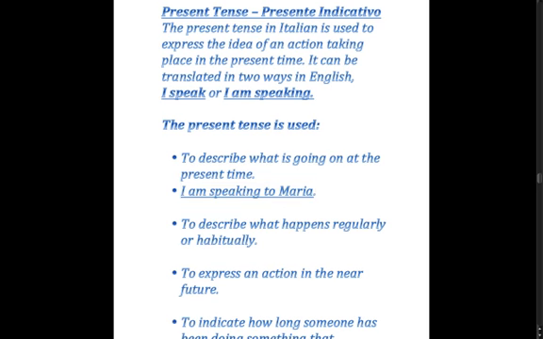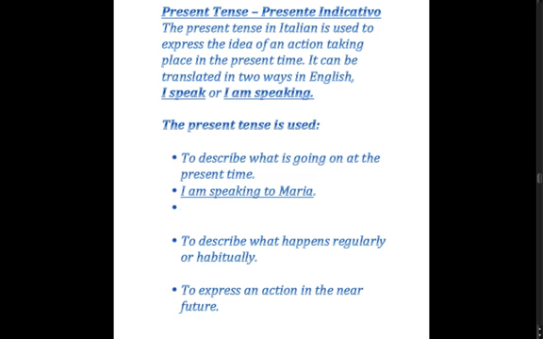So in Italian, to translate this sentence, io parlare is a verb for speaking, and because I am speaking, we need to use the O ending in the present tense. So io parlo con Maria. Io parlo con Maria.